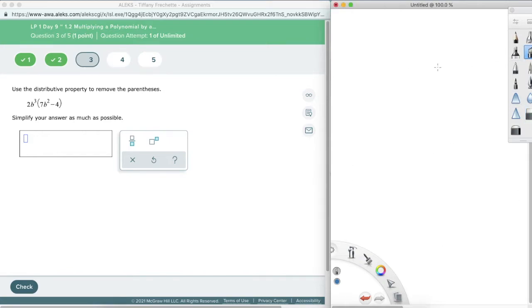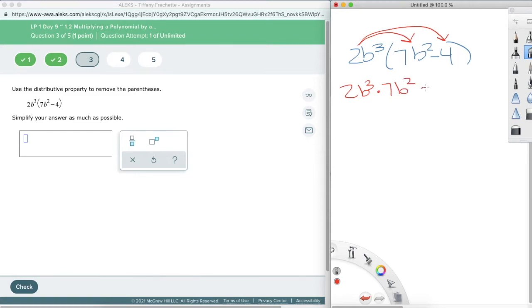Okay, so we're going to use the distributive property on this guy, 7b squared. And we also have some power rules happening here. So we're going to distribute this 2b cubed to both pieces in the parentheses. So I'm going to have 2b cubed times 7b squared minus, or I'm going to say plus here, 2b cubed times negative 4. So I'll put that in parentheses just so we know it's negative 4 there, not minus 4.